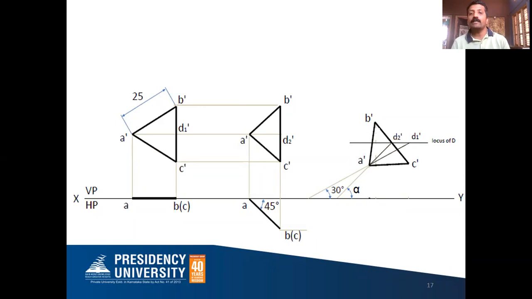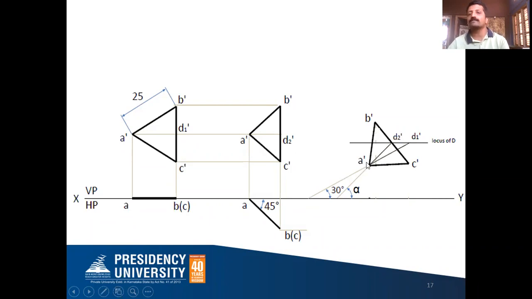But here the median where I am inclining is not the true length, it is the apparent length. So this median and this median are not equal, this shape and this shape are not equal. What I have to do is, first take any one point on the right side and draw the 30 degree line to HP. Now on this 30 degree line you take any one point and call that the corner A dash.